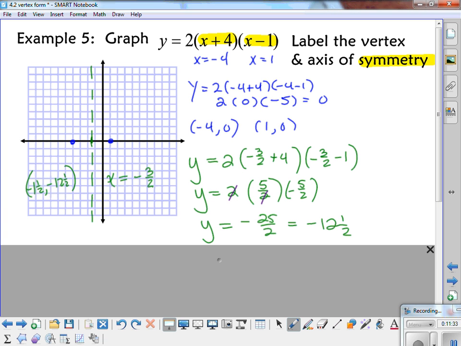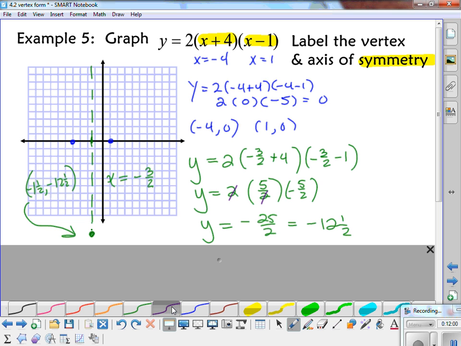So I run out of graph, but your graph should be big enough. So 11, 12.5, about right there. That's my vertex. And then my axis of symmetry I already labeled. Now if I wanted to get one more point, what's the easiest thing to plug in for x? 0. If I plug in 0 for x, I'm going to get my y-intercept, aren't I? So if you want to get one more point, you can do that.